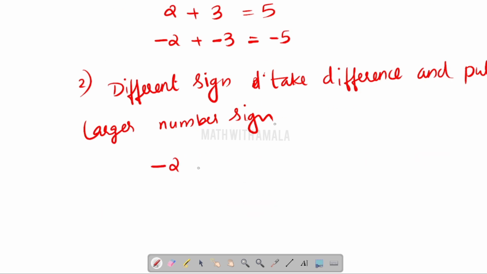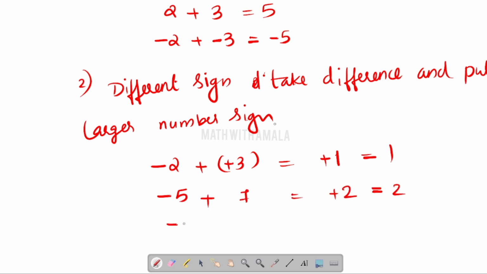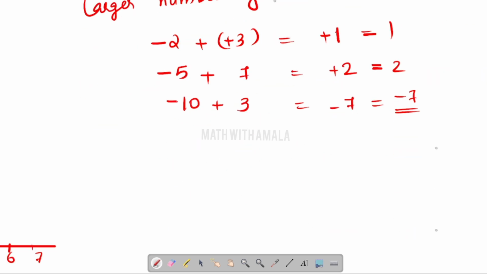Okay, let us take minus 2 plus 3. So we have negative and positive added. Then you have to write the difference without considering the sign. The difference between 2 and 3 is 1, and give the larger number's sign. The larger number is 3, so positive 1. Likewise, minus 5 plus 7, different signs, difference, larger number's sign, you will get 2. Minus 10 plus 3 is equal to minus 7.